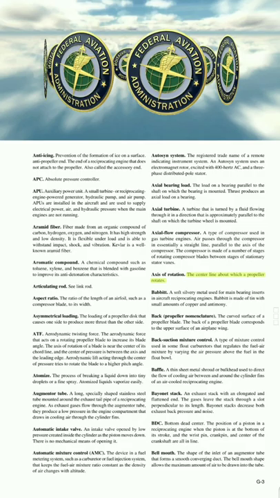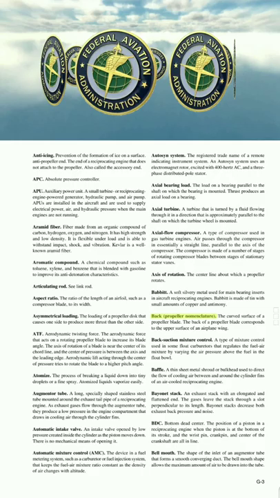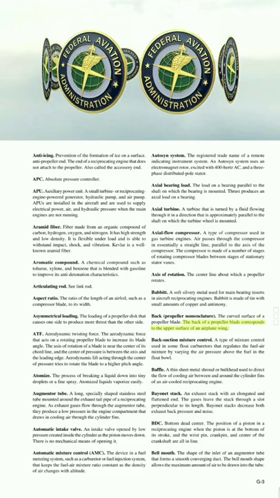Babbitt. A soft silvery metal used for main bearing inserts in aircraft reciprocating engines. Babbitt is made of tin with small amounts of copper and antimony. Back, propeller nomenclature. The curved surface of a propeller blade. The back of a propeller blade corresponds to the upper surface of an airplane wing.